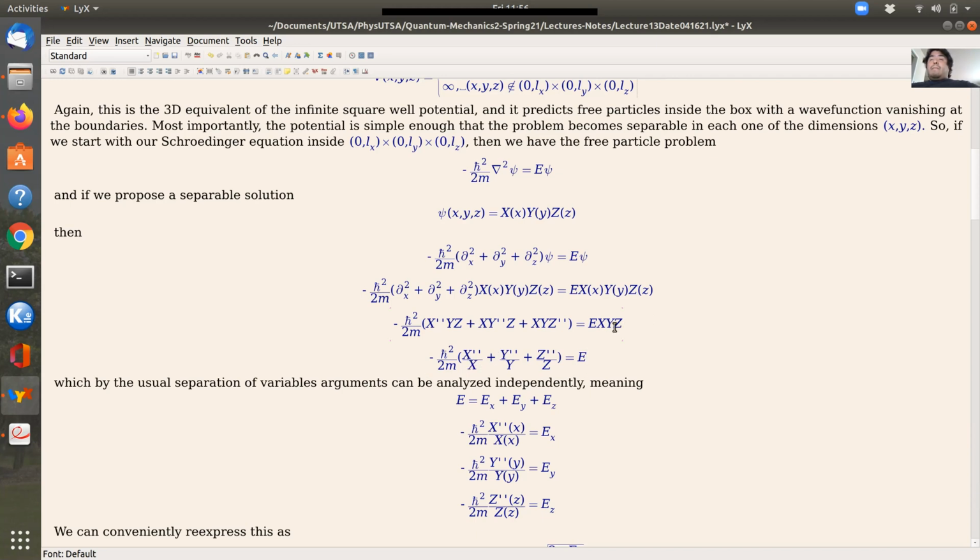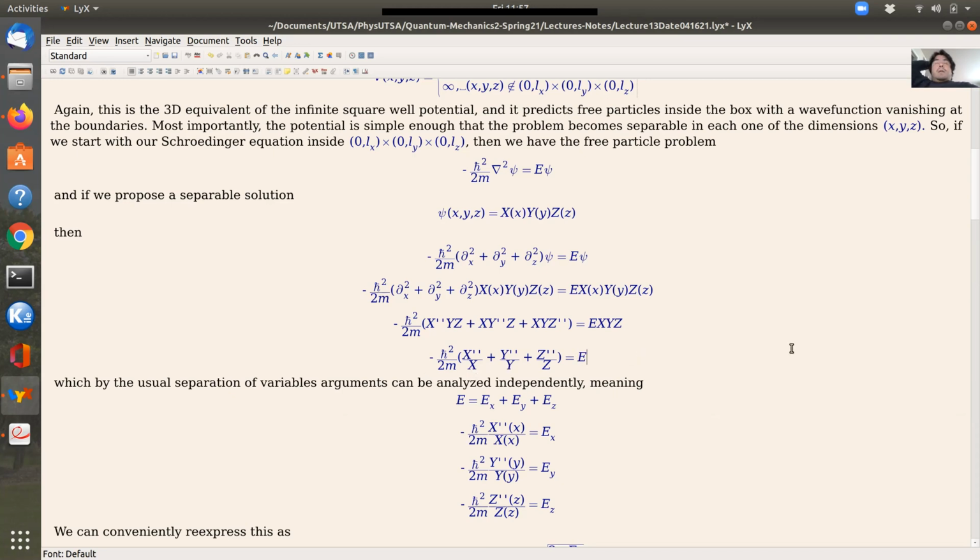So what you have by dividing by XYZ is, this term is independent, so you have the energy, then Y and Z disappear over here by the division, and you only have X double prime divided by X plus Y double prime divided by Y plus Z double prime divided by Z. So at this point, it's clear that the equation is separable because it's the usual separation of variables argument. I mean, this is a function of x, this is a function of y, this is a function of z. This is a constant.